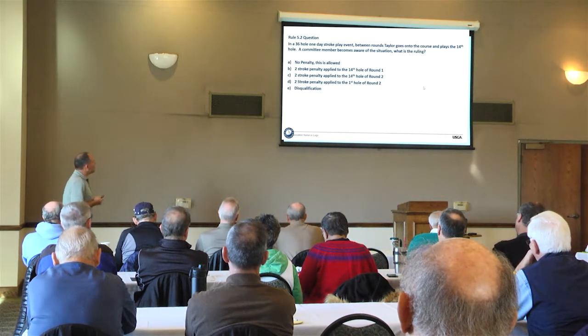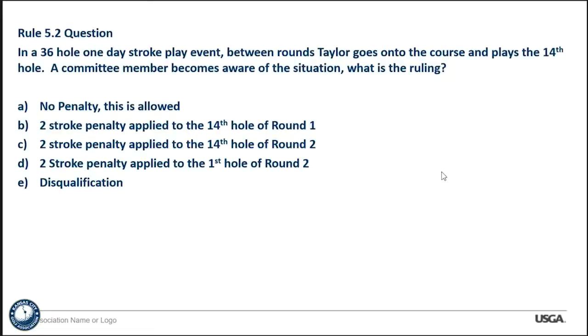All right, a 36-hole one-day stroke play event, between rounds. Taylor, who just took a new job out here, goes onto the course and plays the 14th hole. A committee member becomes aware of the situation. What's the ruling? What's going to happen to Taylor here? She played a practice hole on the course between rounds. No penalty, this is allowed? Or do we have a penalty?